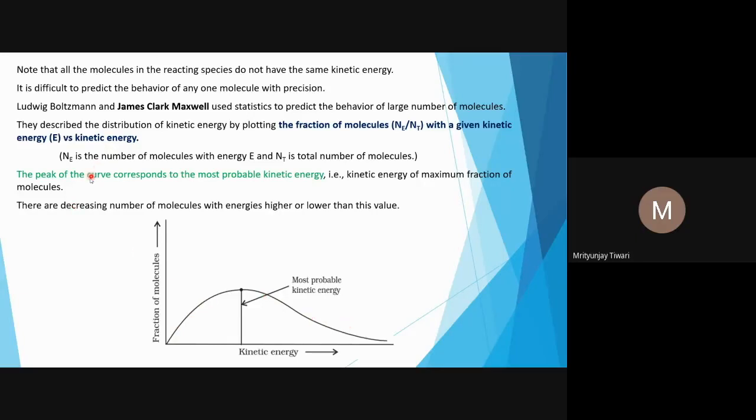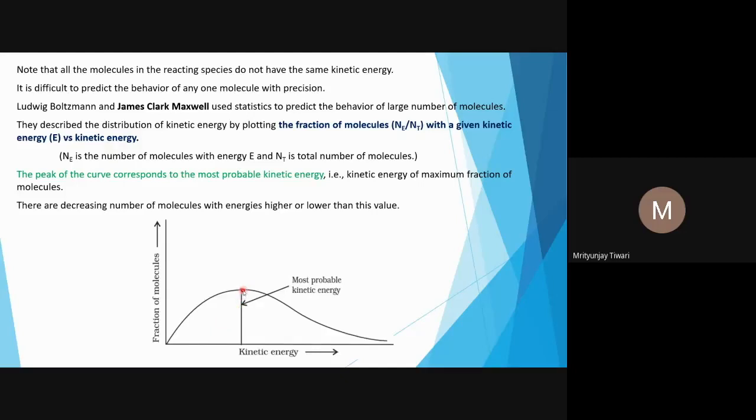So the peak of the curve corresponds to the most probable kinetic energy. On the y-axis is the fraction of molecules with a certain kinetic energy. So this represents the fraction of the molecules with a certain energy. With this energy, this fraction of molecules will be there. It is Ne by Nt.